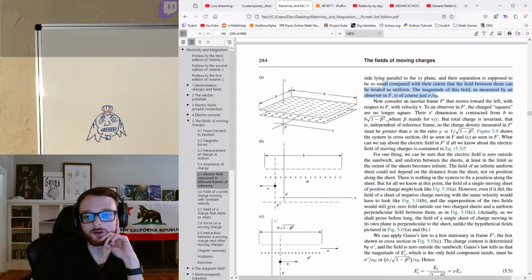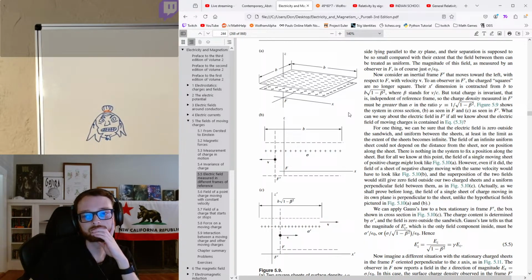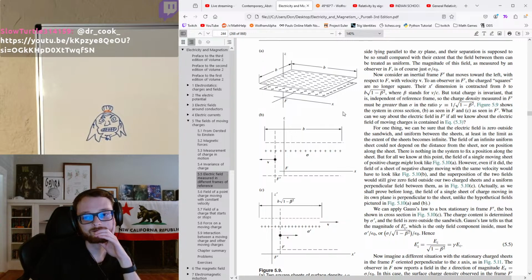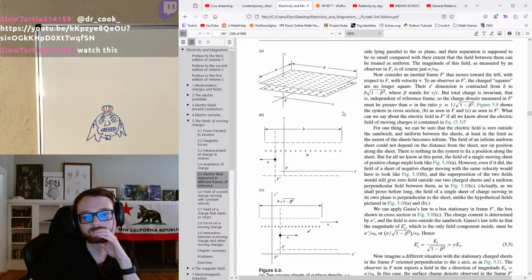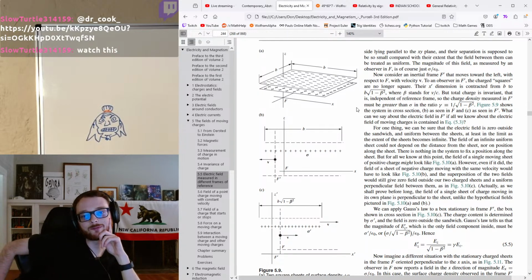Okay, so our familiar parallel plates example. The inertial frame F prime moves towards the left with respect to F with velocity v. X prime dimension is contracted from b to b root 1 minus beta squared.